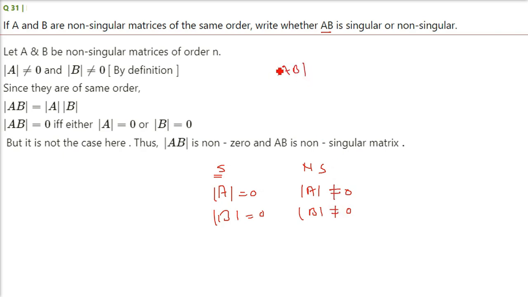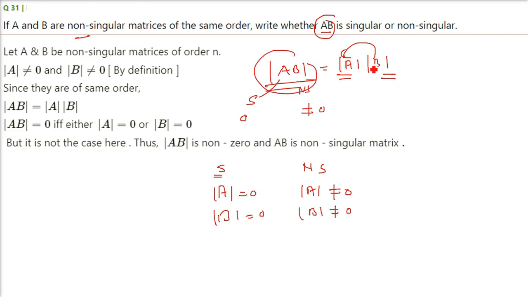So if you multiply A and B and take the determinant, and if the orders are same, then it will be equal to the determinants of A and B separately multiplied. Now we have to write whether AB is singular or non-singular. AB is singular if the determinant is 0, non-singular if it is not equal to 0. Since A and B are non-singular, neither determinant of A is 0 nor determinant of B is 0. So when they both are not 0, the determinant of AB cannot be 0. So AB is a non-singular matrix.